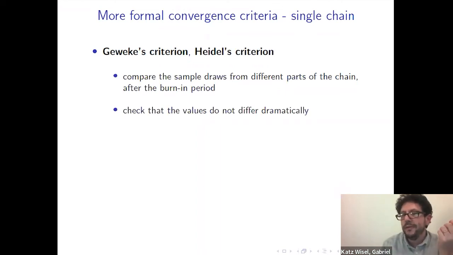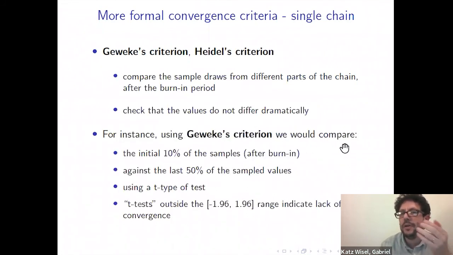A little bit more formally, for instance, Geweke's criterion takes the first 10% of the values sampled post-burn-in and compares it against the last 50% of the sampled values, and performs a sort of t-type test, right? And if the test statistic is outside the minus 1.96 to 1.96 range, that indicates a lack of convergence. Otherwise, if the test statistic is within those values, we can be reasonably confident that the chain has converged.